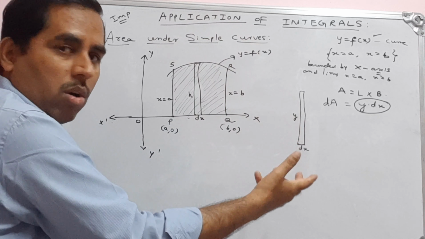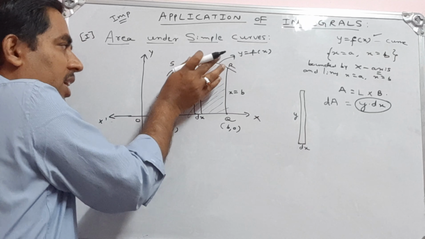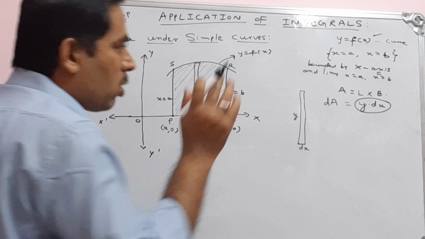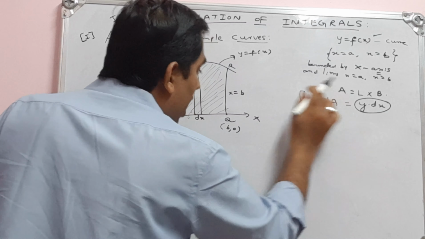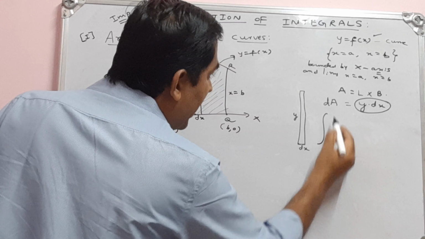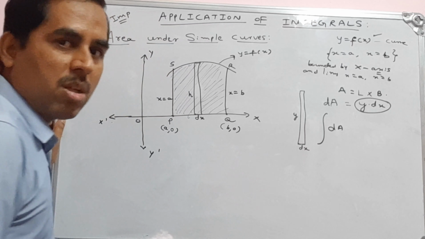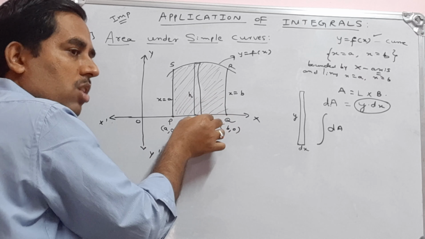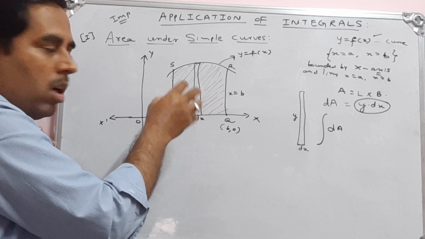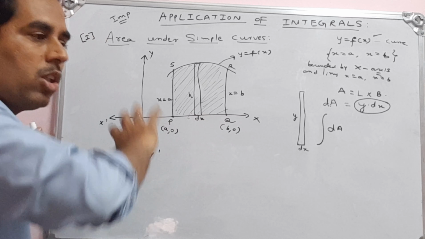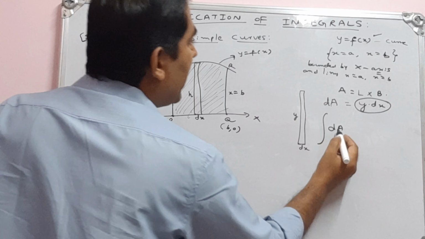So total area means I have to add all the areas. To get this area, I have to add all the areas of these elementary strips. That is nothing but integration. Integration means summation, the elongated symbol. If I add the areas of such elementary strips, I will get the whole area. That is nothing but integration of dA.